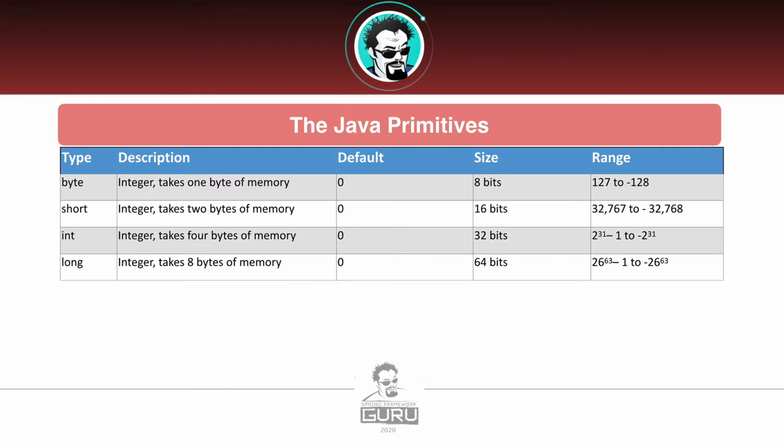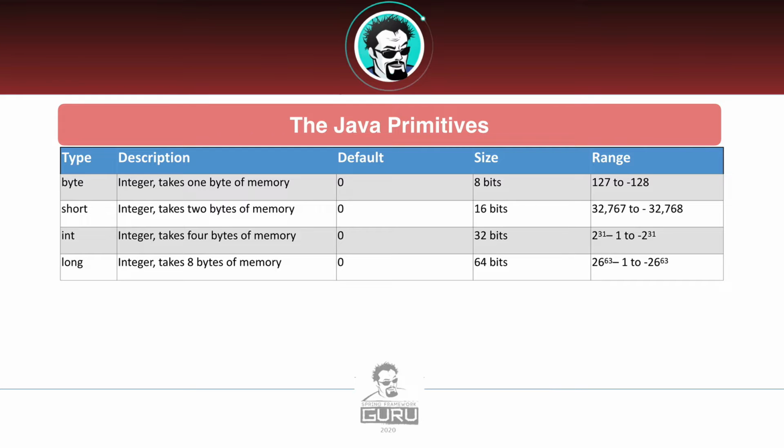Up on the screen, I have a list of the Java primitives, and we can see here that the byte takes up 8 bits of memory, while the short takes up 16 bits. The int or integer takes up 32 bits, while the long takes up 64 bits. They all default to 0, but the range of numbers that can be held within these variables is highly dependent upon the number of bits it takes. So a byte is the smallest.